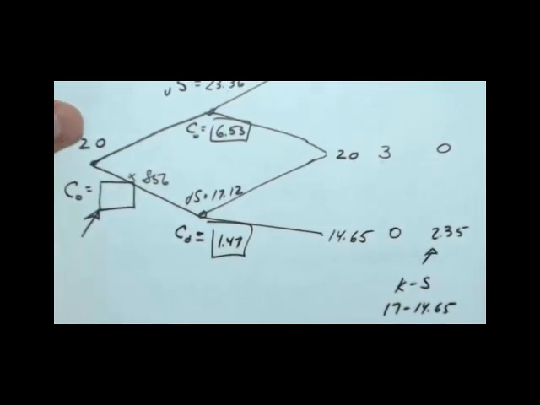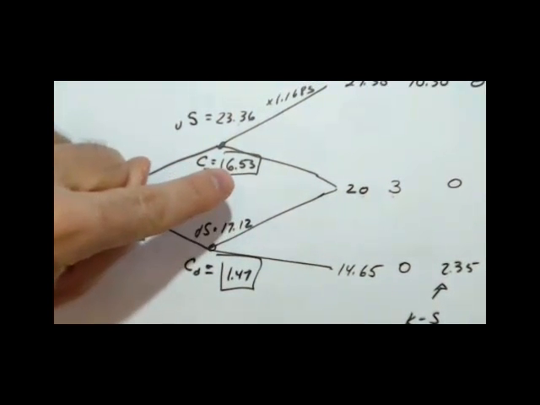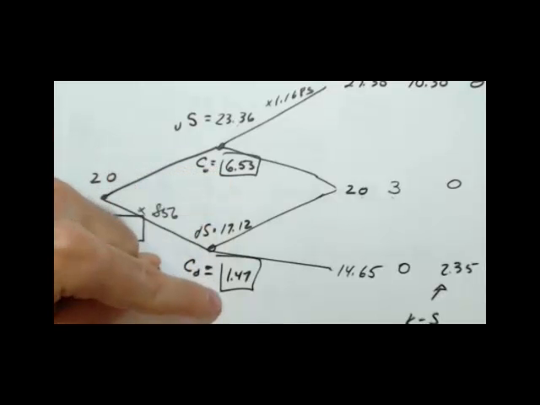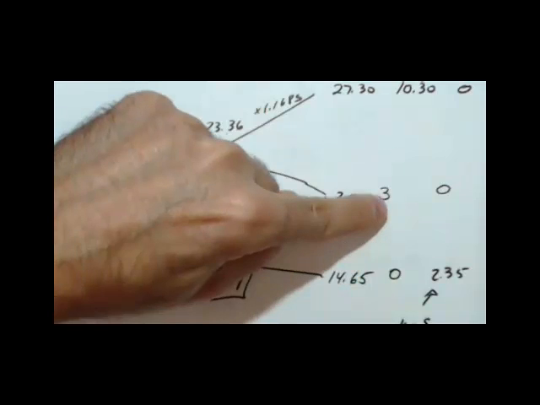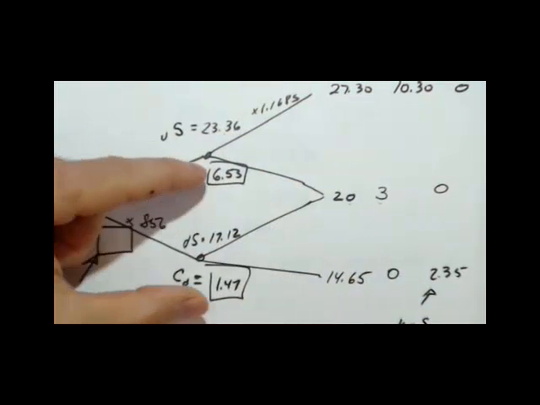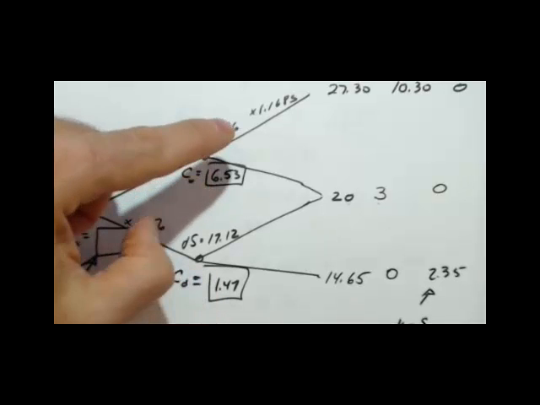And that kind of makes sense, right? Because think about it. You're in this tree. The stock goes up. The option is worth more than if it goes down because you got much higher payoffs here than if the stock goes down. So these two numbers, their relative differences make sense.